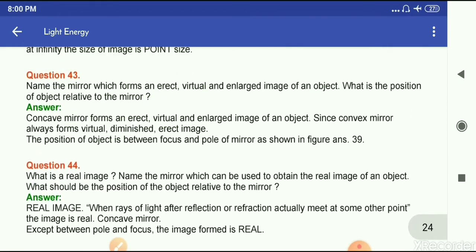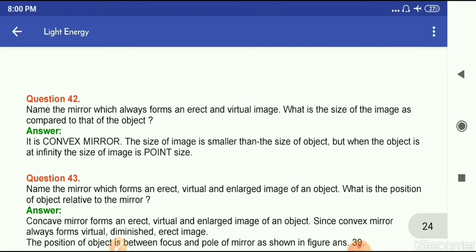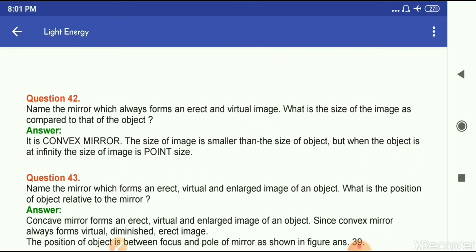Now question number 42. Name the mirror which always forms an erect and virtual image. What is the size of the image as compared to that of the object? So it is a convex mirror. The size of the image is smaller than the size of the object, but when the object is at infinity, the size of the image is point size.